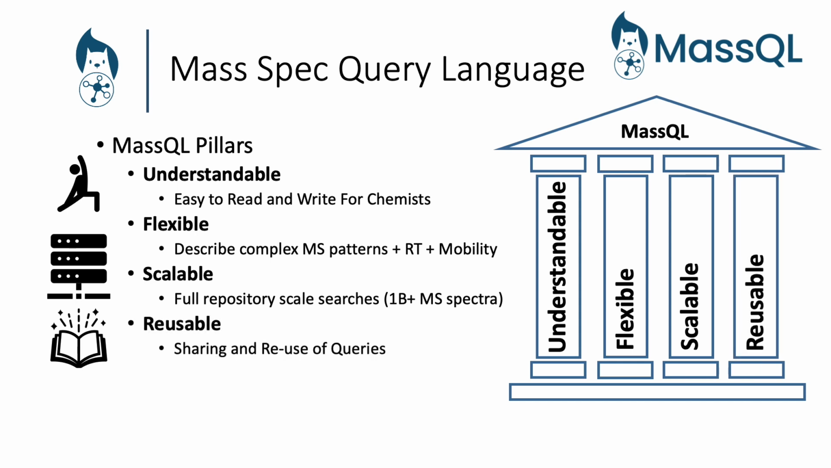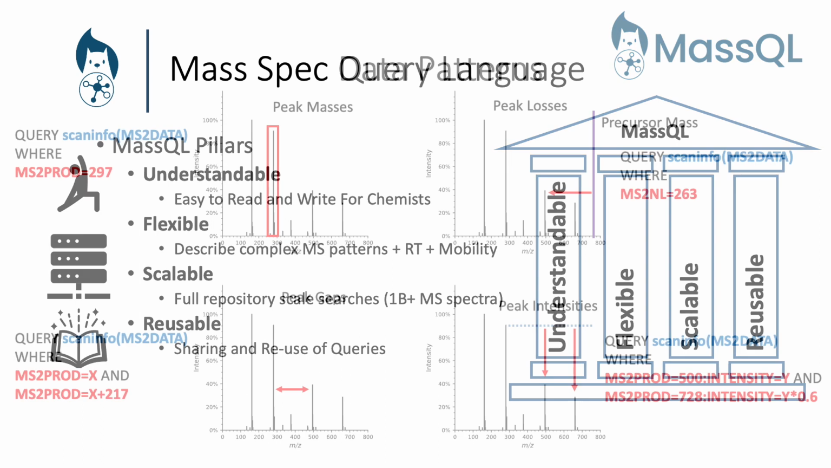And then fourth, we want it to be reusable. If MassQL can capture these patterns and the knowledge, we can share these with lab mates and the whole community, so that people can reuse and reapply this knowledge to make new discoveries.